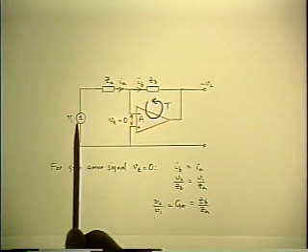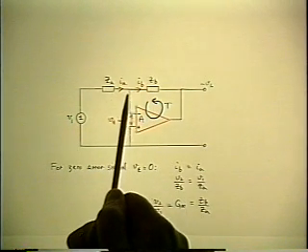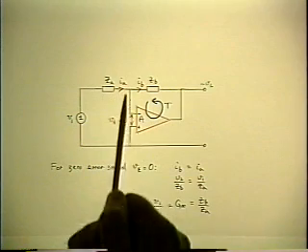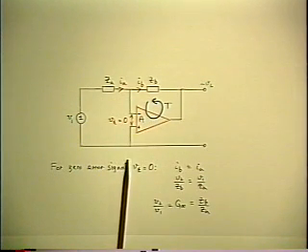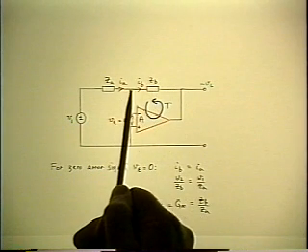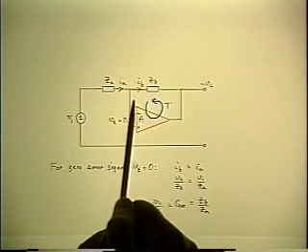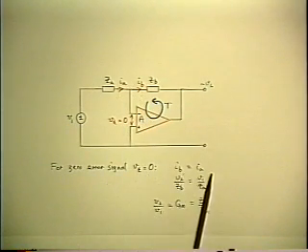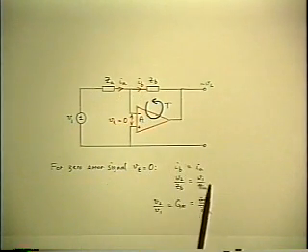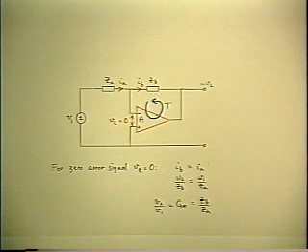But IA is V1 over ZA, because the right-hand end of ZA is at AC ground, because of the 0 error signal. And IB is equal to V2 over ZB, again because of the virtual ground at the end of ZB. So IB equals IA, or V2 over ZB equals V1 over ZA, so V2 over V1 is ZB over ZA. And that's what most people consider to be the gain of this configuration.